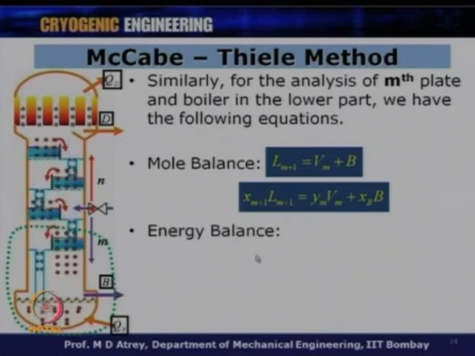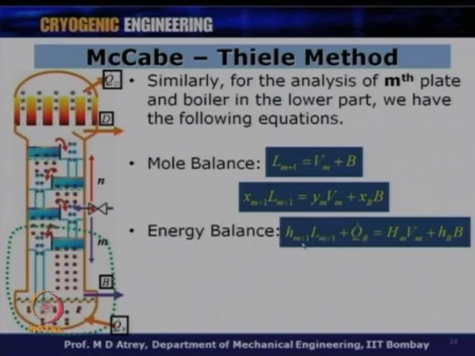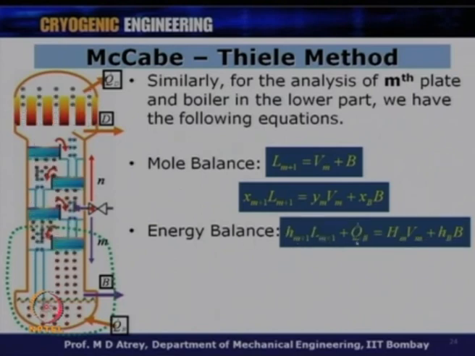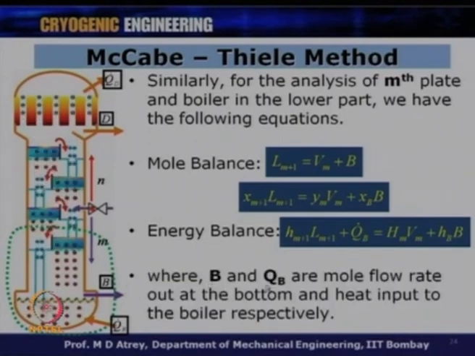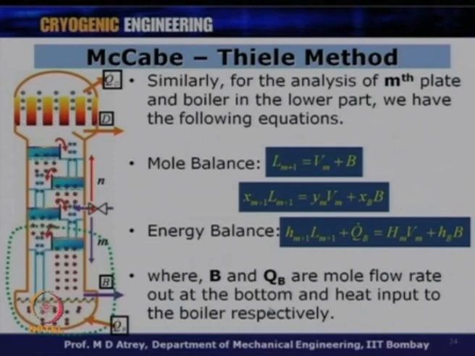The third is the energy balance multiplied by enthalpies, and also I am giving some heat to this boiler, that also would figure in this, as Qd figured in the condensation in the earlier case. So, if I do enthalpy balance, Hm+1 Lm+1 plus Qb, which is entering the control volume, is equal to Hm Vm, which is leaving over here, and Hb B, which is leaving the plate, all right, where B and Qb are the mole flow rate out of the bottom and heat input to the boiler respectively.